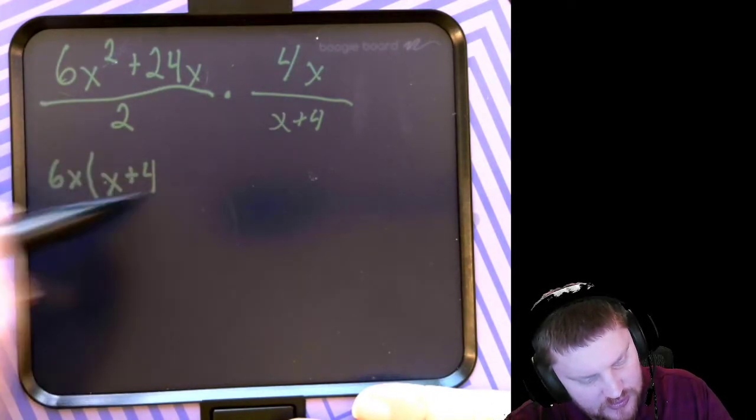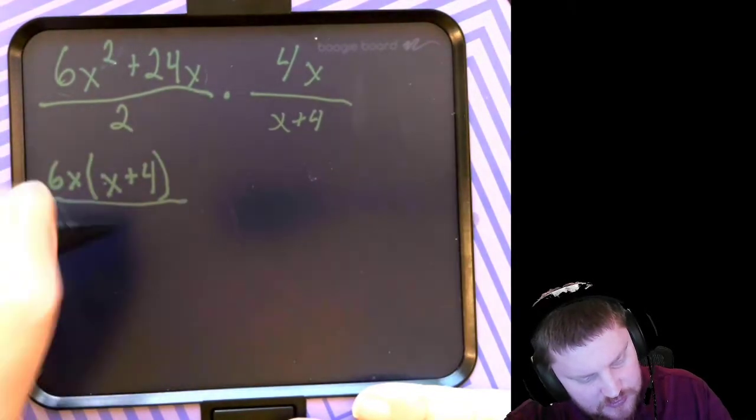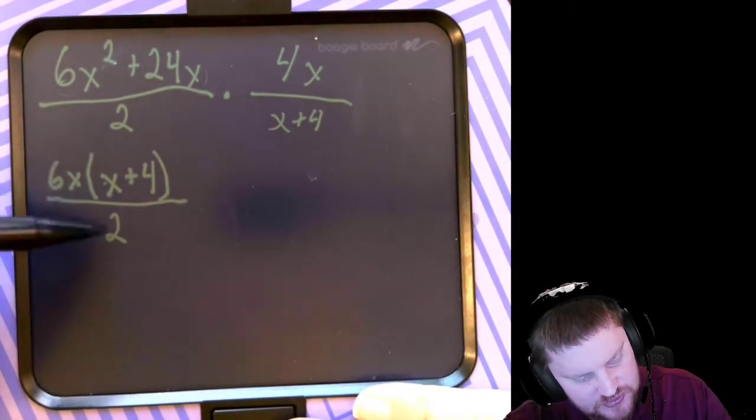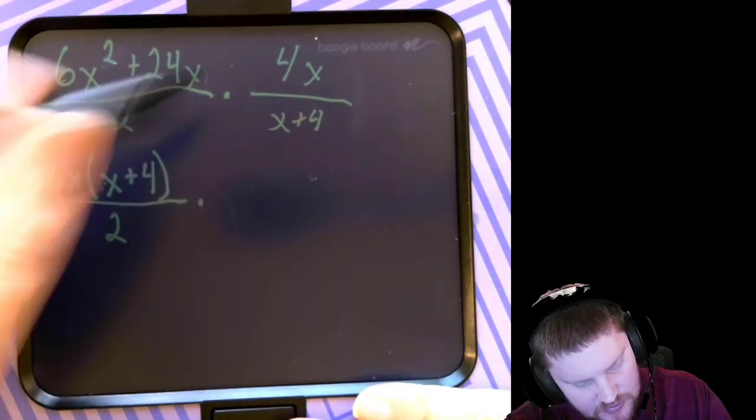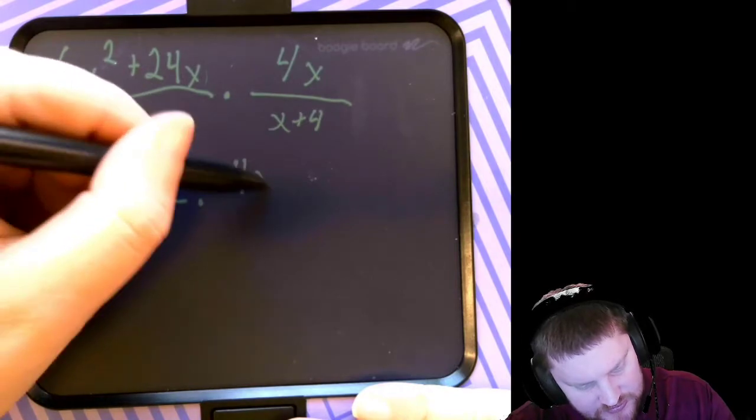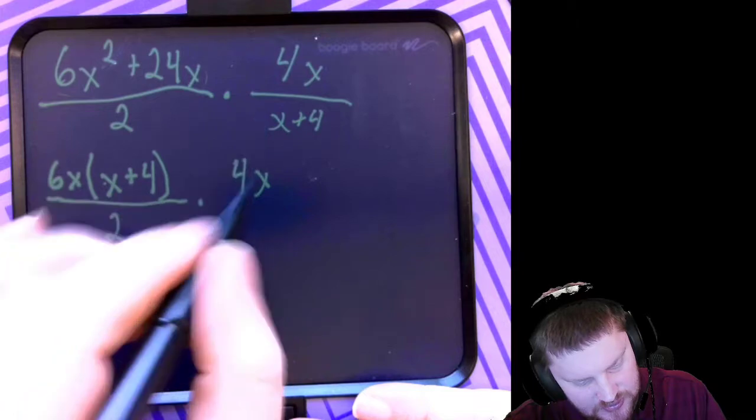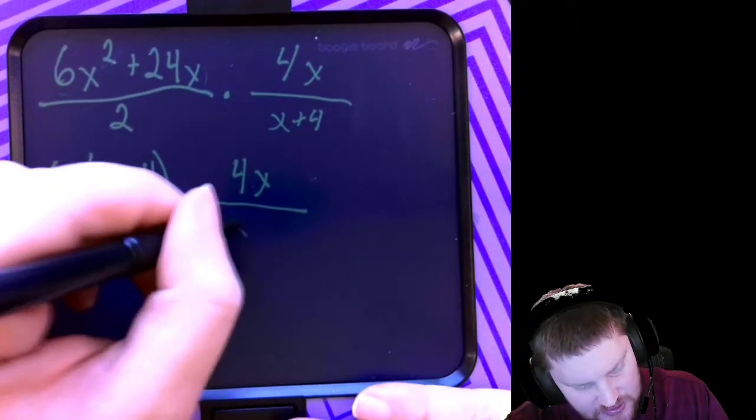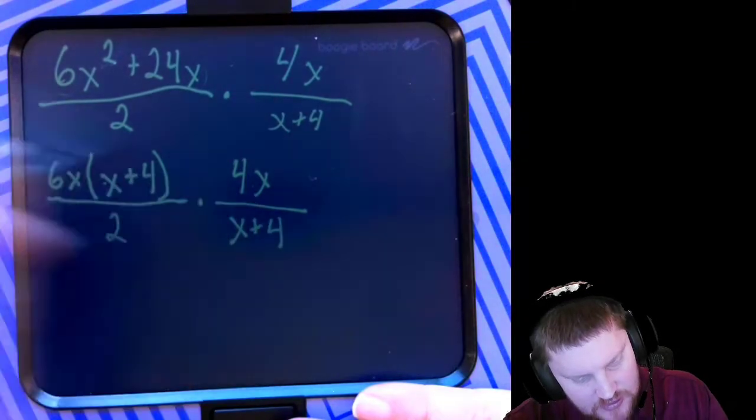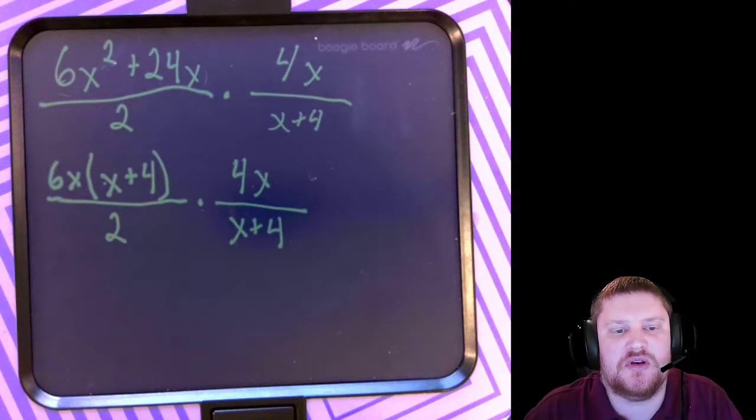So I'm left with x plus 4 on top, divided by 2 because 2 does not factor. Then I have 4x on top. Since it's just 4x, I can't cancel anything out there. I can't factor it. And then x plus 4 doesn't factor either. So that was step 1. I have fully factored everything to the best of my ability.